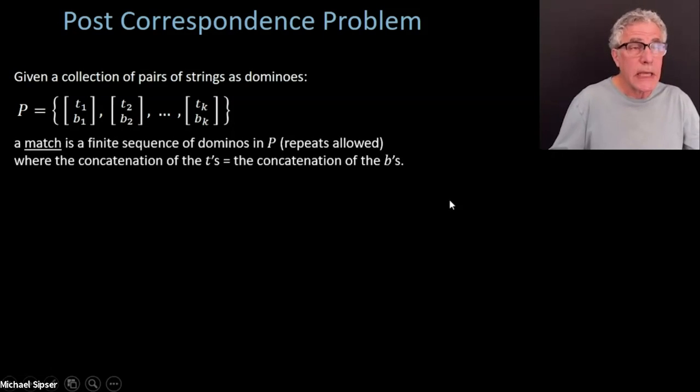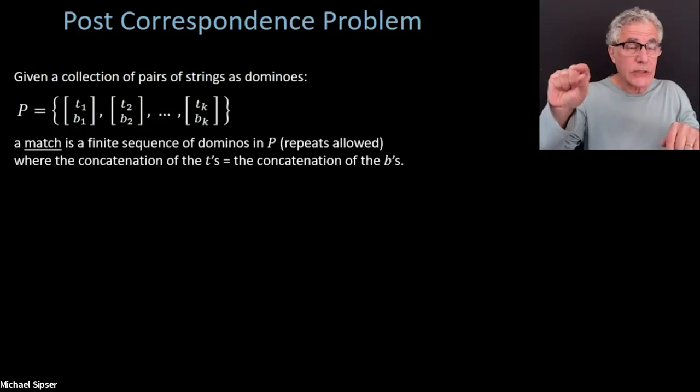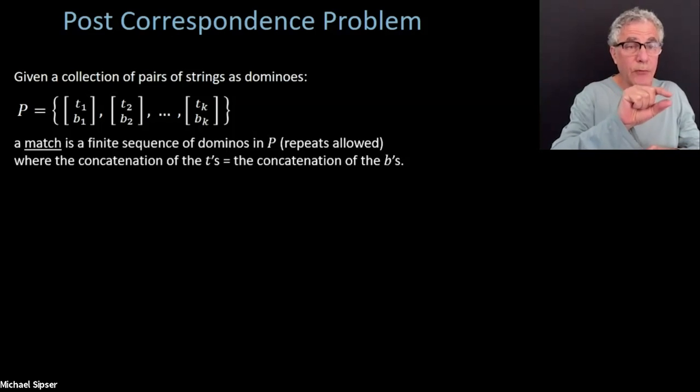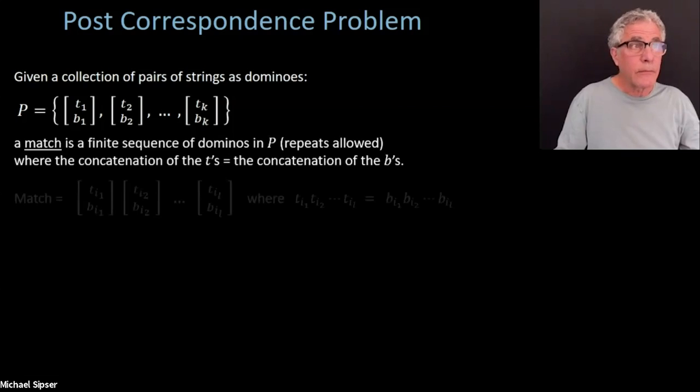And the goal is to find a sequence of those dominoes. You want to pick from these dominoes. You're allowed to repeat dominoes. So you want to pick a sequence of those dominoes, line them up next to each other, so that the string you get by reading along the top, all of the T's together, is exactly the same as the string you get by reading along all the bottoms. I'll give you an example.